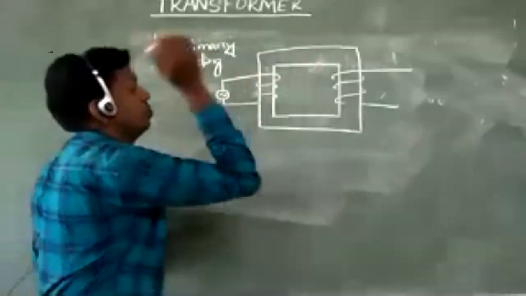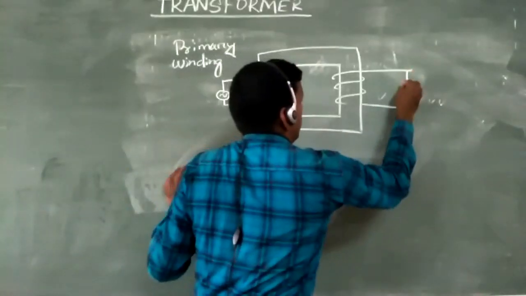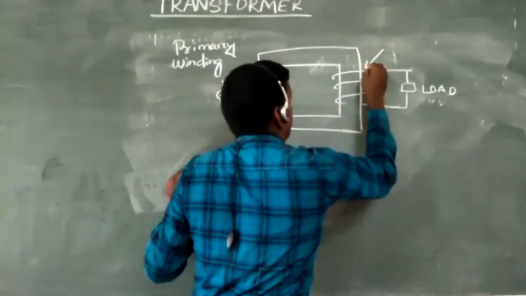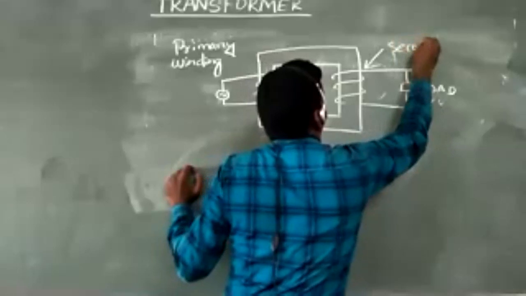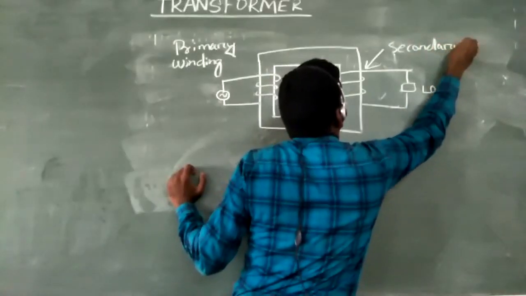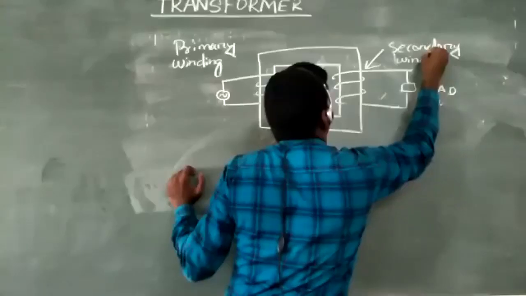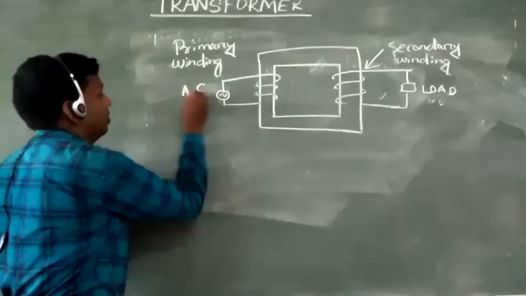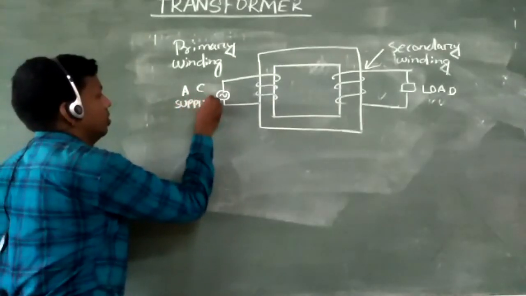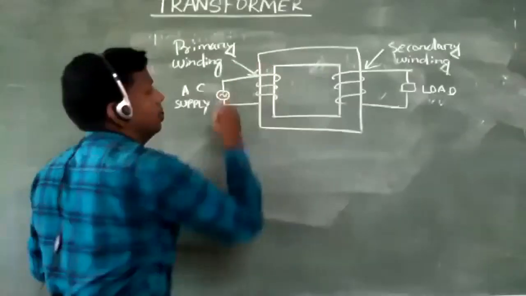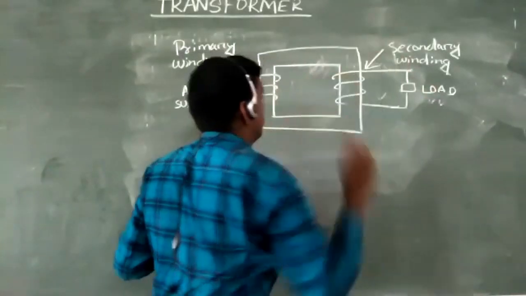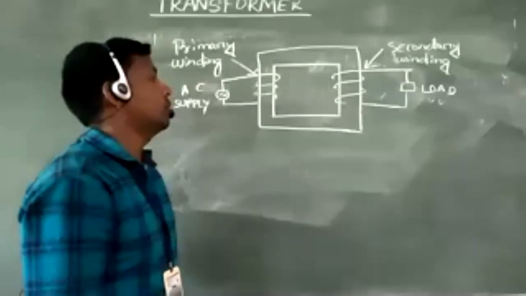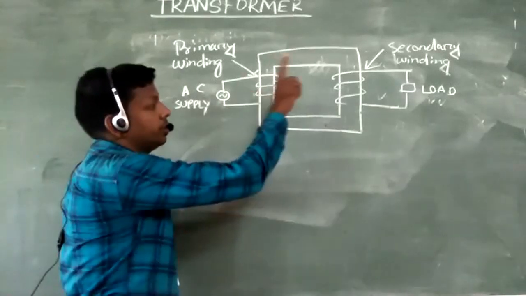Just opposite to the primary winding, the load is connected. The winding at the side of the load is called the secondary winding of the transformer. So this is your AC supply, this is your primary winding, this is your secondary winding, that is your load. Then this one is your core, the rectangular shape core I just drew. This is the basic structure.